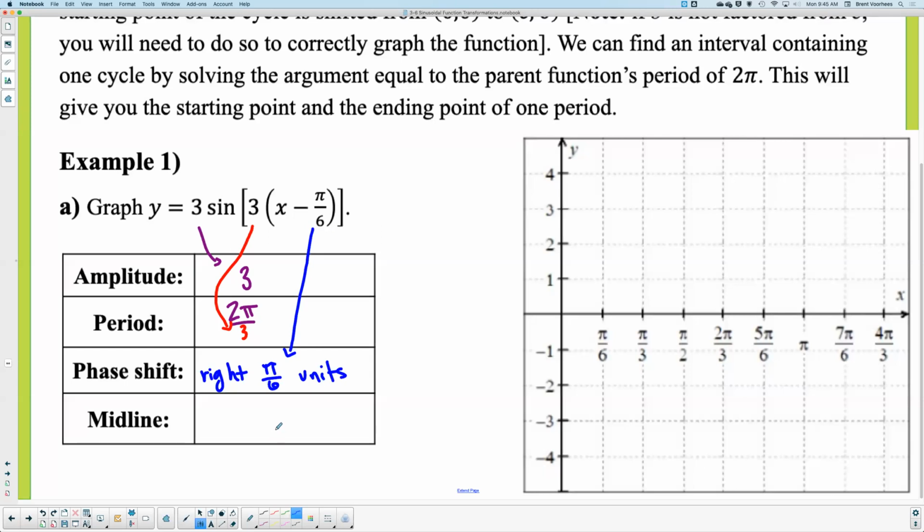And finally, the midline. What's the midline if you have no value on the outside? 0. So for the midline, you need to put y equals 0. I'll go ahead and put this on the graph. If you have a straight edge, your ID badge or something, you can go ahead and draw the midline, y equals 0.